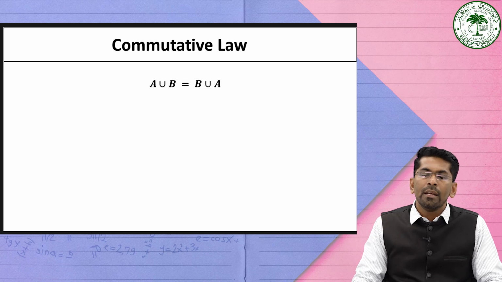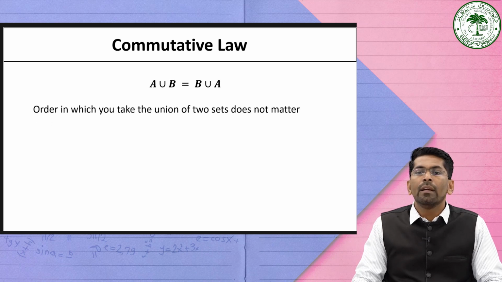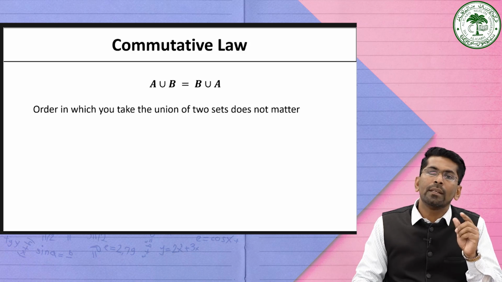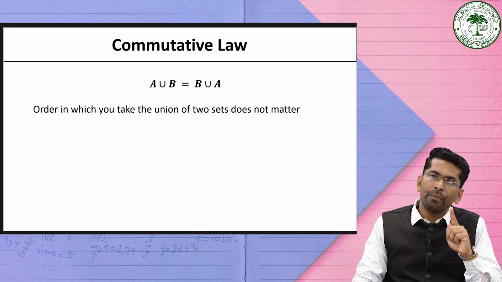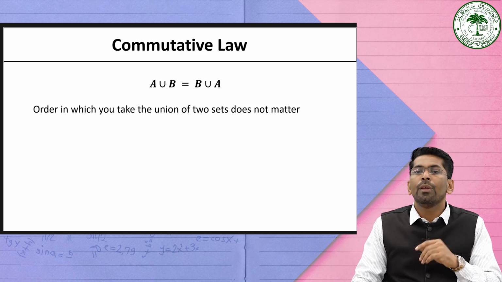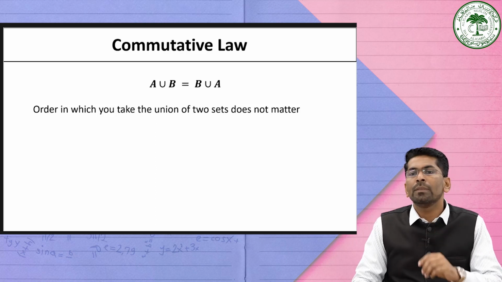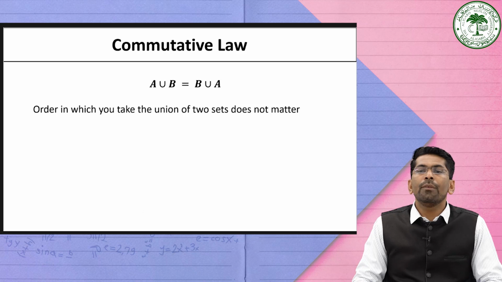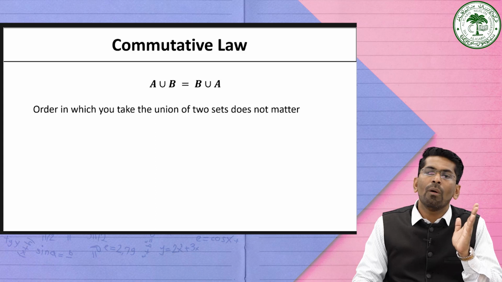of sets. This law states that the order in which you take the union of two sets does not matter. Whether you take the union of set A with set B or the union of set B with set A, you will end up with the same set. So the commutative law for the union emphasizes that the union operation is commutative and the resulting set is the same regardless of the order in which you combine the sets.